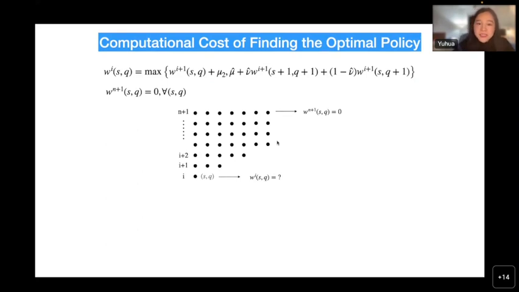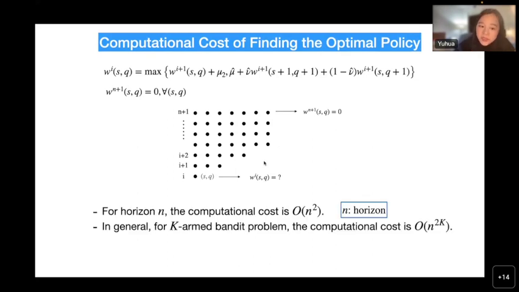Because of this backward induction for calculating the optimal policy, the total computational cost for this one-armed bandit problem is order n squared, where n is the horizon. And in the general k-armed bandit problem, the computational cost is going to be order n to the 2k. And that's why the computational cost is pretty high when we're calculating the optimal policy.